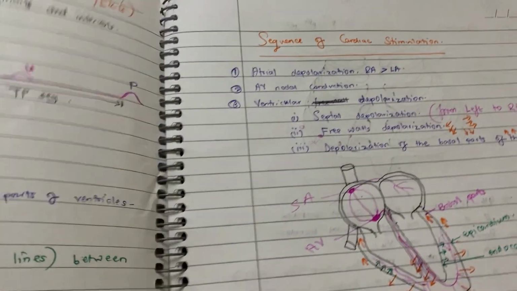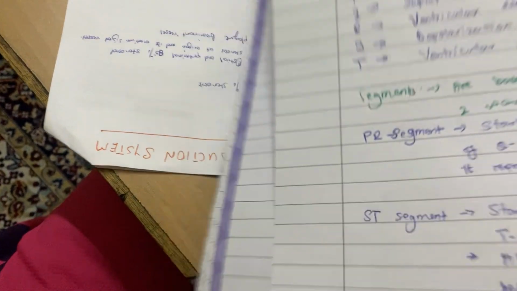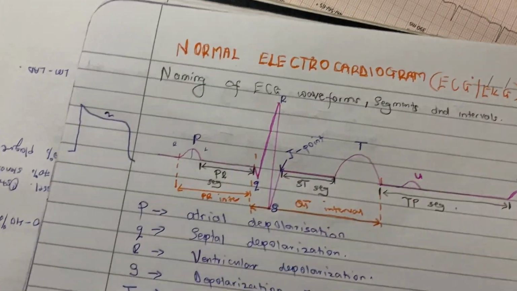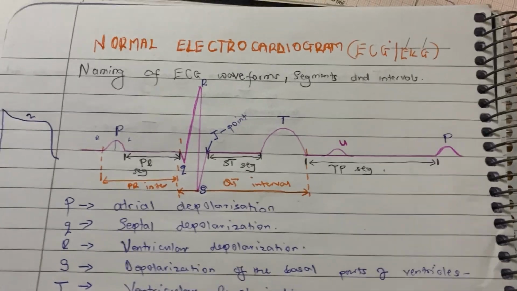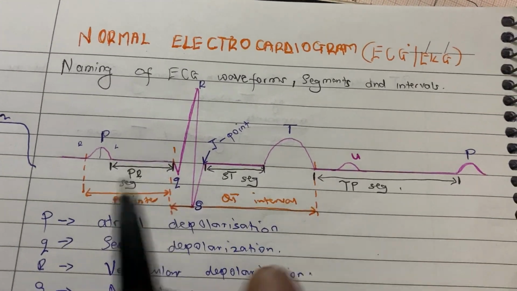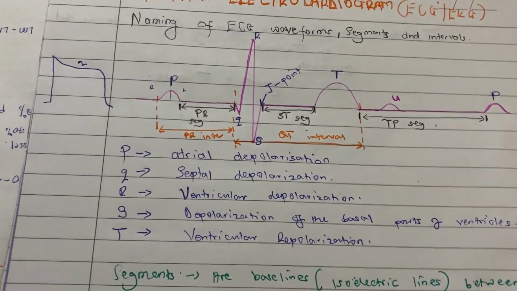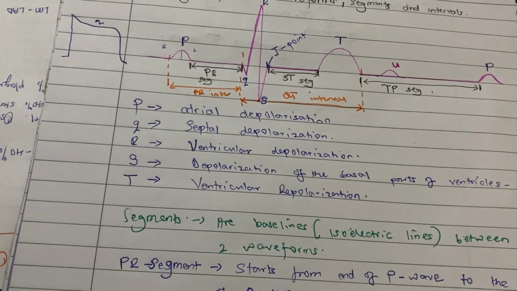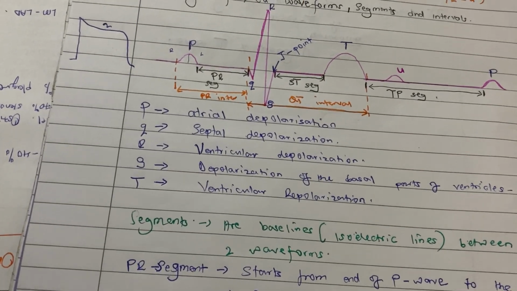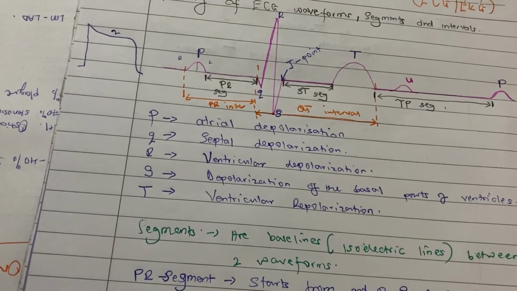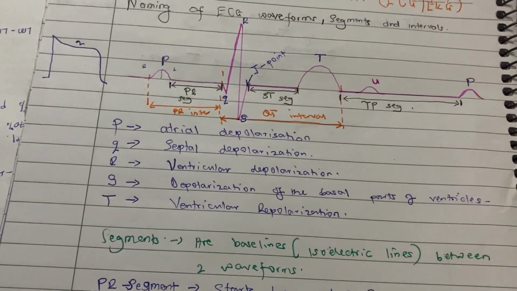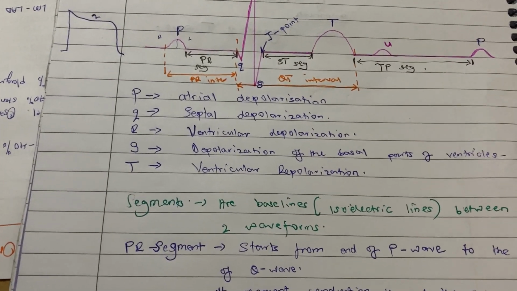So whatever we have named is the normal EKG and all its components. The next part is going to be giving the normal values or durations of each waveform and interval. Stay tuned.